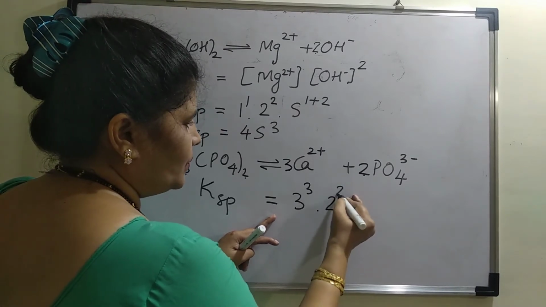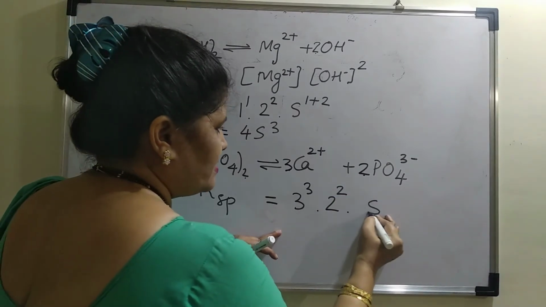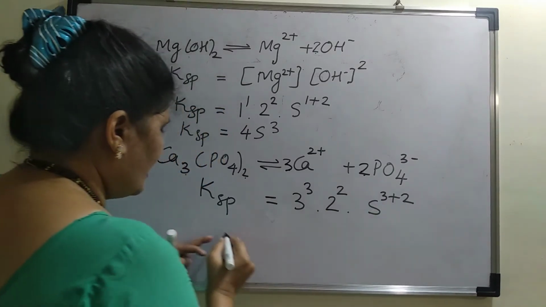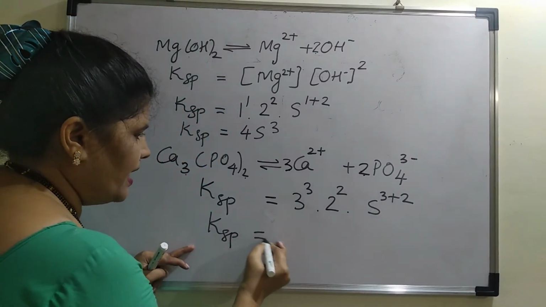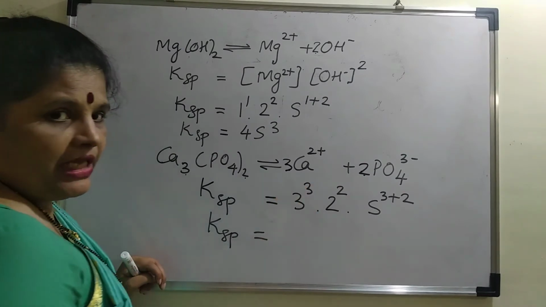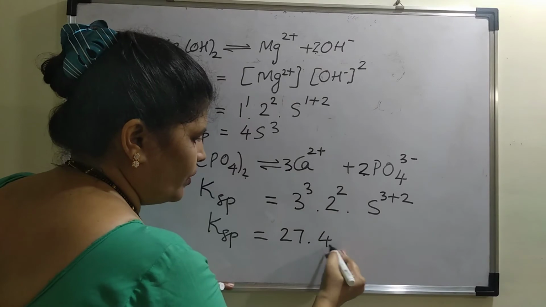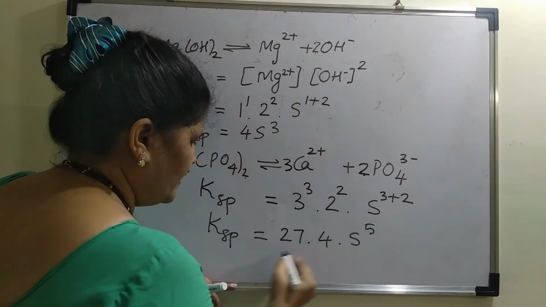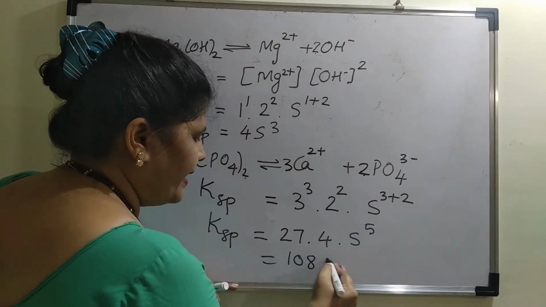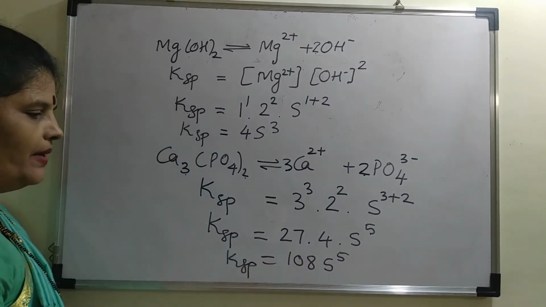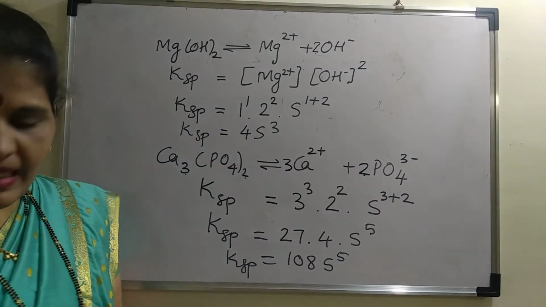2 raised to 2, S to the power 3 plus 2. So what will I get? Ksp is equal to 3 raised to 3, 3 into 3 is 9, and 9 times 3 is 27, into 4 and S to the power 5. So you will get 108 S^5. So for this salt, Ksp is equal to 108 S^5.